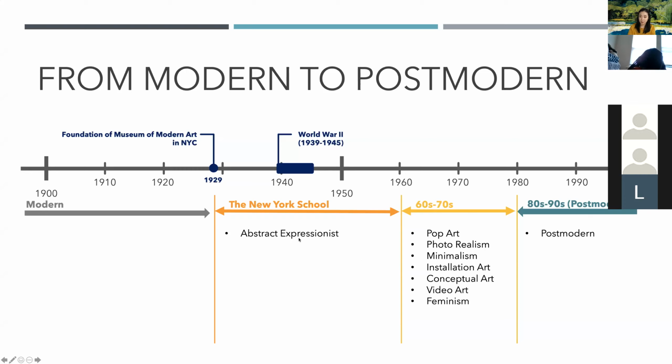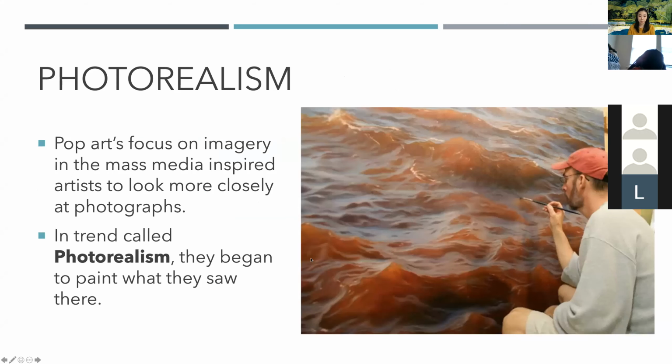So we saw the abstract expressionist and the pop artist in the last meeting. And today we're going to see the rest of the art movement in the 60s and 70s: photorealism, minimalism, installation art, conceptual art, video art, and feminism. And we're going to see the postmodern art in the next meeting. So let's see the photorealism first.